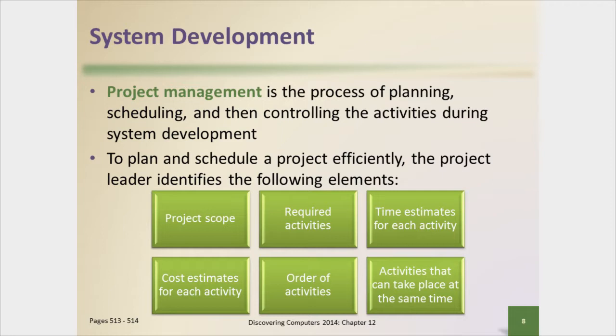You need to be able to identify the required activities. So what are the various tasks that need to be completed to complete a project? Once you've done that, now you can start to make estimates regarding the time and the cost for those activities, as well as start to order those activities. Which ones have to be done first?